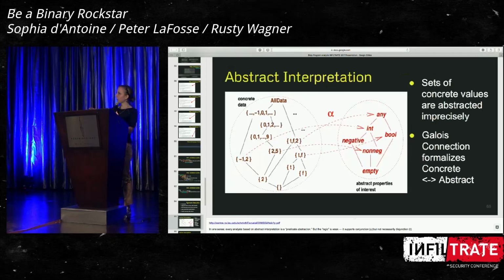So I'm going to go quickly through this, but abstract interpretation, which abstract domain falls under, is basically the act of taking all of your concrete data and mapping that to a smaller set of abstract properties. So in this case, my sign or my type property would be in this abstract domain. And that mapping is called the Galois connection.